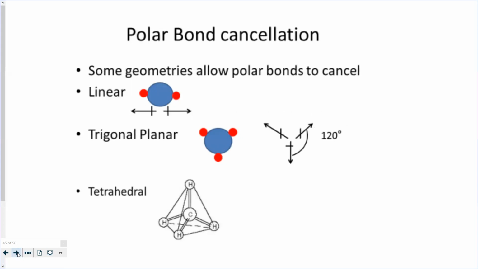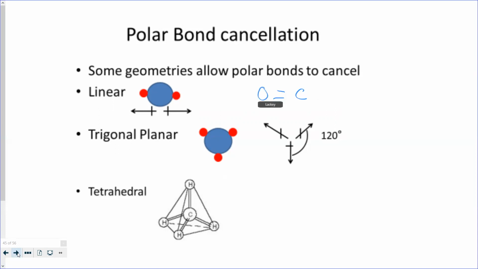So our geometries that allow for polar bonds to cancel are going to be the shapes that are also molecular geometries. The ones without dots on the center tend to be non-polar. Now, I say tend to be because there are always exceptions to the rule. So something that's linear, one thing that we have drawn that's linear is carbon dioxide.